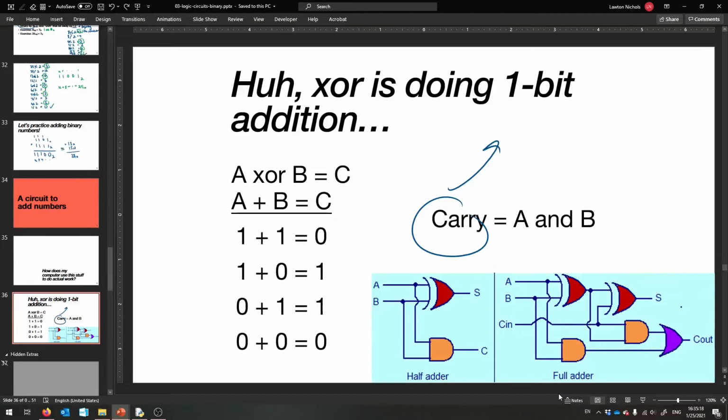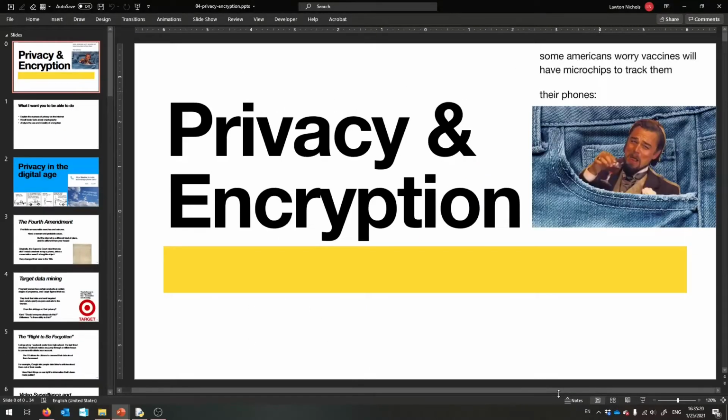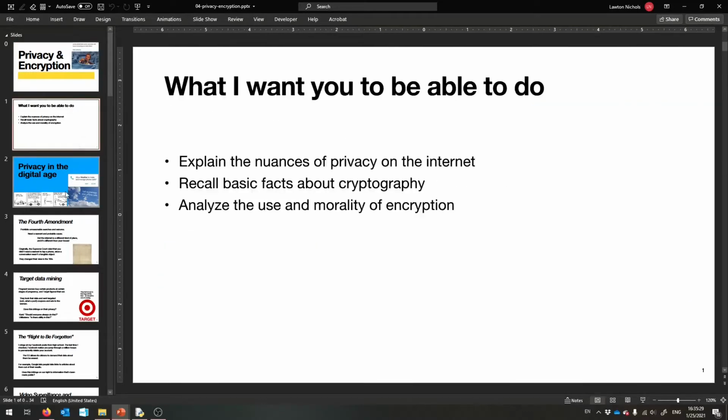I would now like to switch gears to more of a philosophical topic again, and we're going to talk about privacy and encryption, and then you'll have a new essay this week. Okay, so let us begin.